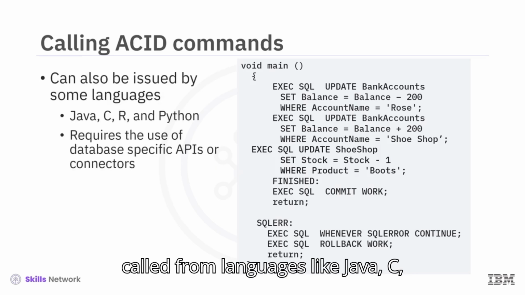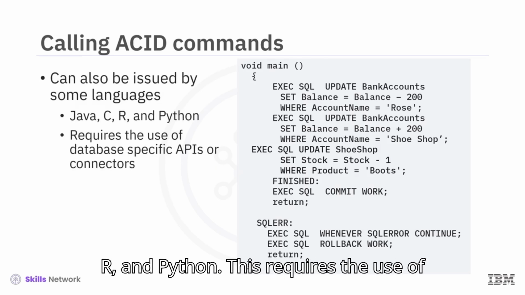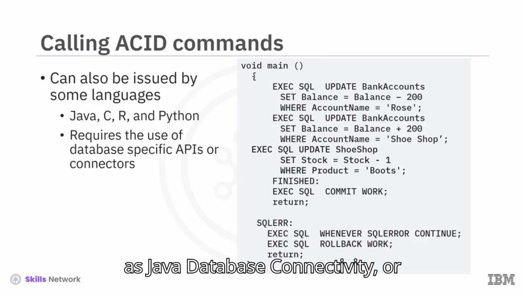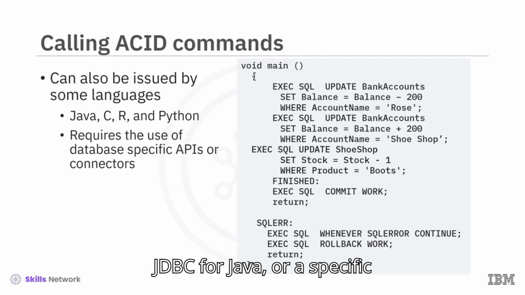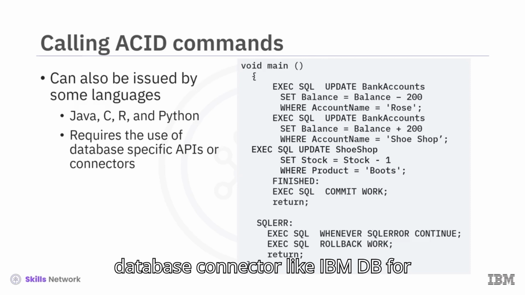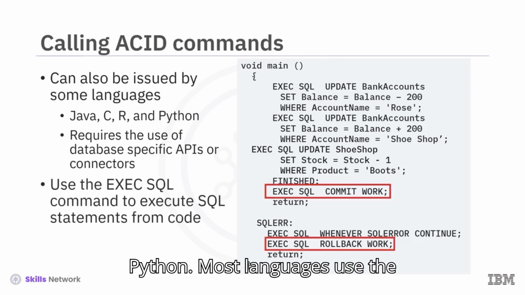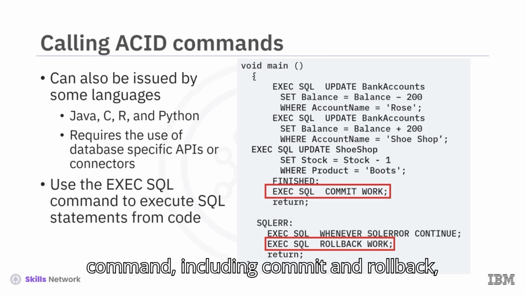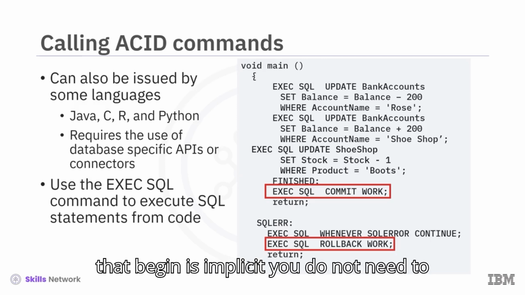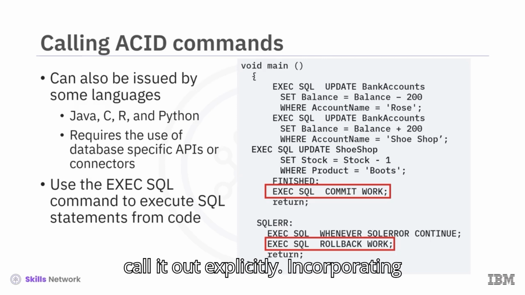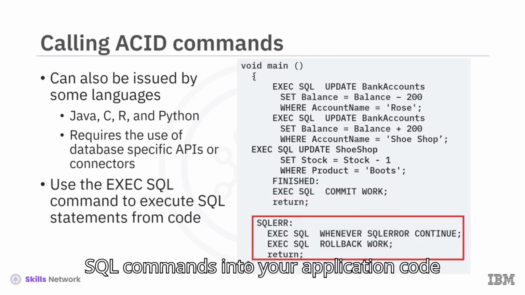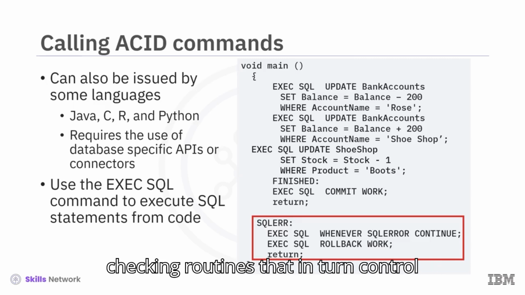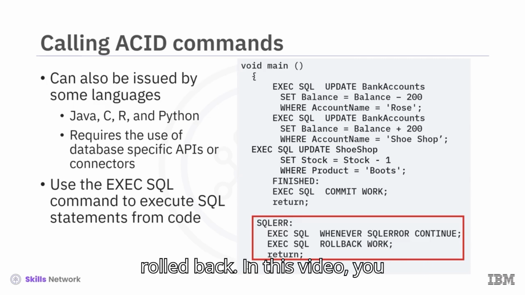SQL statements can be called from languages like Java, C, R, and Python. This requires the use of database-specific access APIs, such as Java Database Connectivity, or JDBC for Java, or a specific database connector like IBM-DB for Python. Most languages use the exec SQL commands to initiate a SQL command, including commit and rollback, as you can see in this example. Remember that begin is implicit. You do not need to call it out explicitly. Incorporating SQL commands into your application code gives you the opportunity to create error checking routines that in turn control whether the transaction is committed or rolled back.